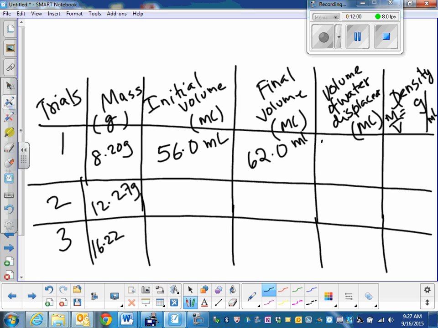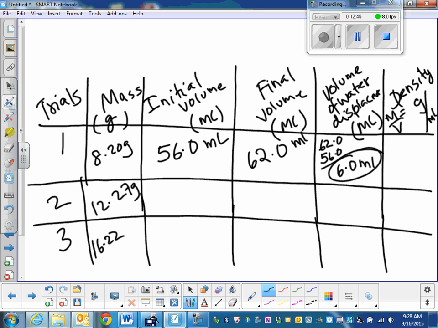Okay, now as I subtract 62.0 minus 56.0, what is the rule when I subtract? What rule of sig fig should I follow? The least number past the decimal, or the least precise number. So in this case, it works out to be 6.0 ml. If you do not write the 0.0, am I going to take points off on your lab test? Yes. You are not subtracting to correct significant digits.